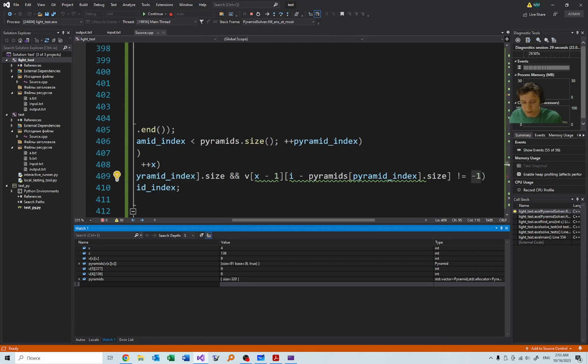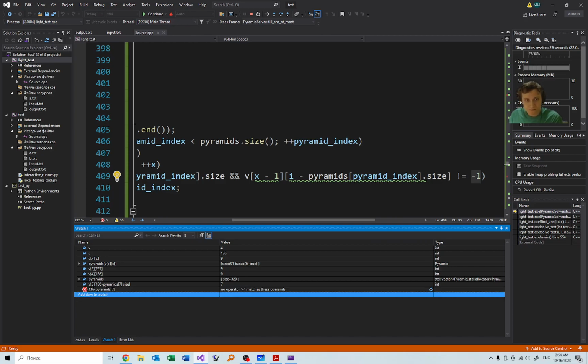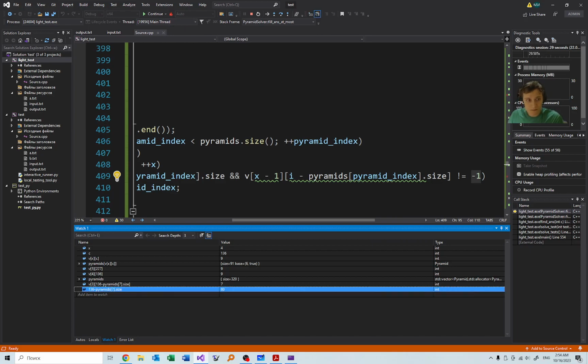Okay, let's try something. I want to try V3 136 minus pyramids 0 dot size. Okay, this is 9. What about 8 or 7? Oh, for example, 7. But now the same trick. It wants to use the 7th pyramid for some reason. Okay, let's see. 80.